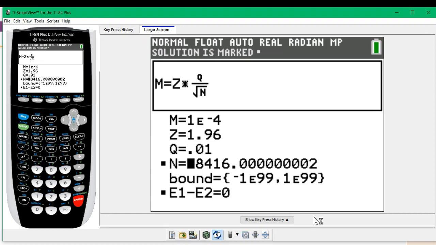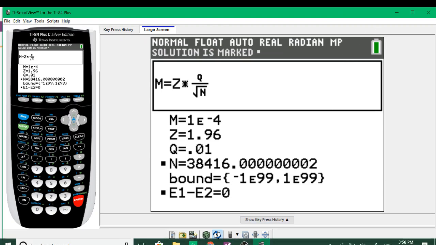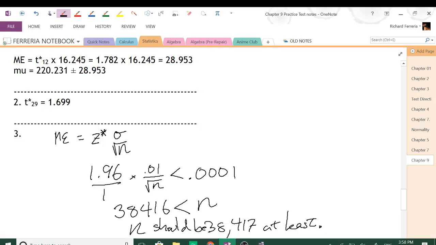Okay, any last thoughts here with this one? How do we know that we're using Z-star? We know we're using z because they gave you a value for sigma. It specifically says sigma equals. If they don't, then we're using T star. Okay. Let's move on then.